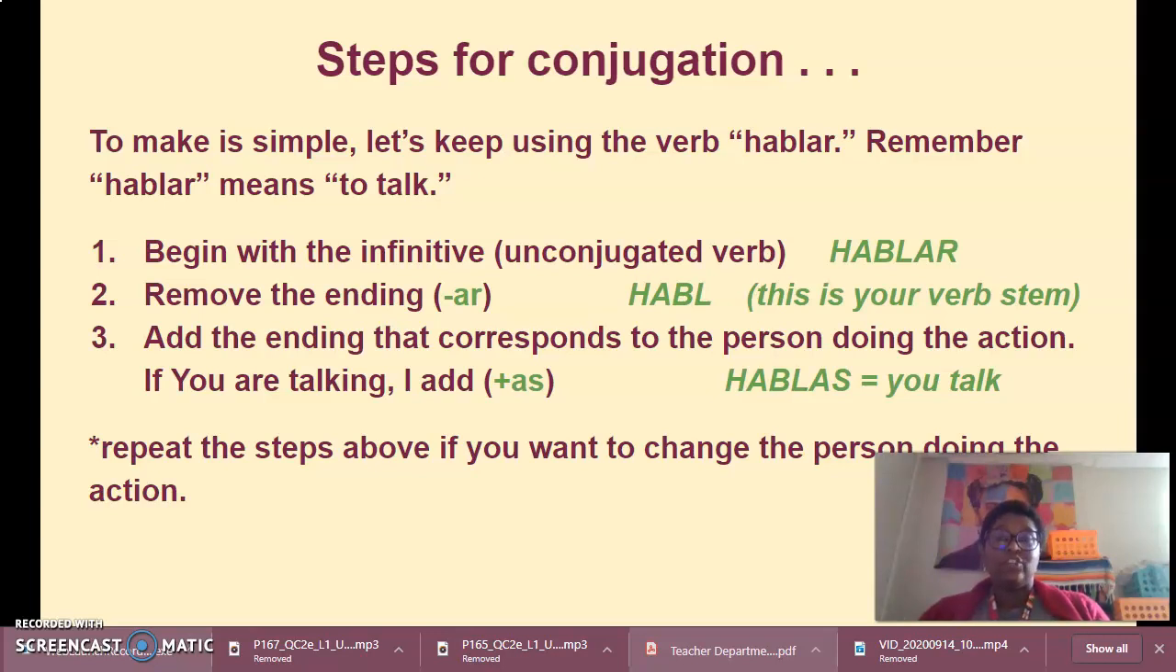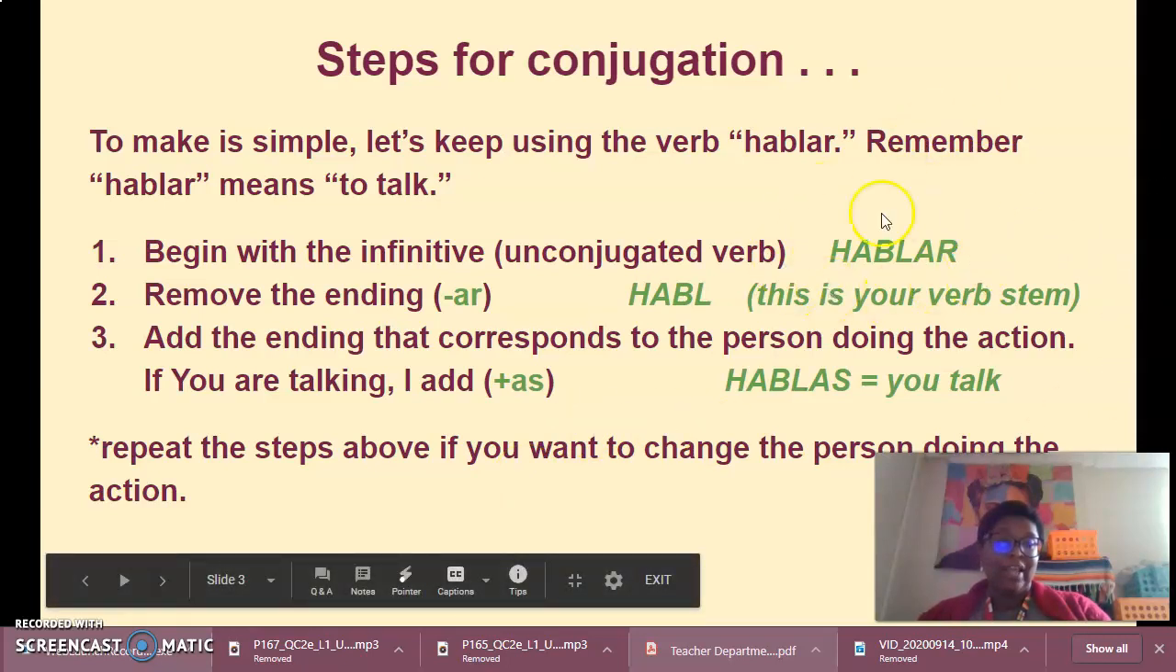So the steps for conjugation are super simple. One, you'll start with the infinitive. This is another word you need to write down. You will see this word, infinitive, on tests, on quizzes, projects, etc. An infinitive is the verb before it's conjugated, or the unconjugated verb. So notice the examples in green. Hablar, right there, you can see hablar is your infinitive.